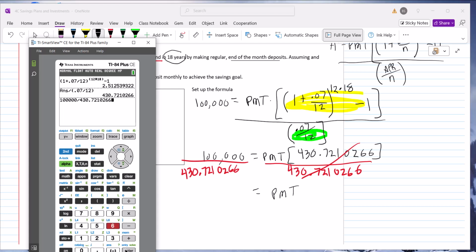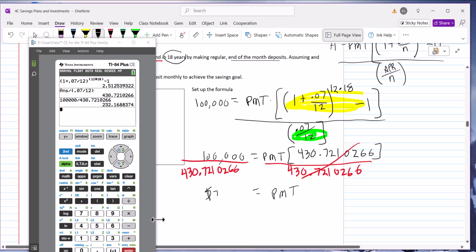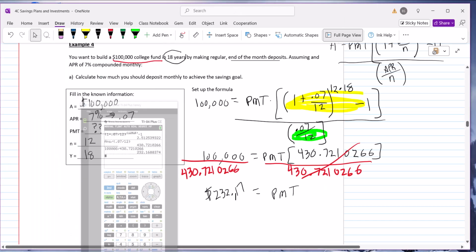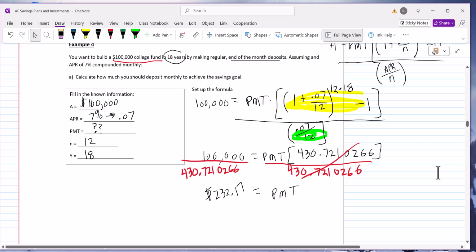Like that. So the payment on this is going to end up being $232.17 when I round that off. Okay, so you're doing this problem basically in reverse. You're just starting with a savings goal, but you do have to solve an algebraic equation. So you're going to get to a point where you'll have the 100,000 equals the payment times whatever that number is, then you divide by that quantity to get that. Does anybody have a question about what I did?